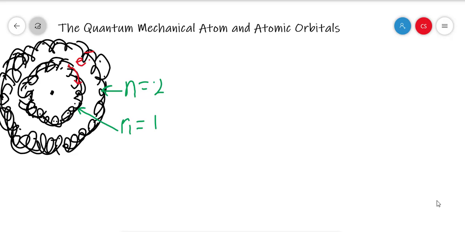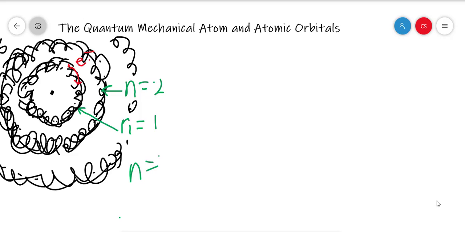Okay, and then you keep going out further and further with your orbitals, and they just keep getting further and further away from the nucleus. I won't draw the whole thing, but there'd be one out here, which would have its own little cloud, n equals 3, etc. And we keep going further and further away. That's n equals 3.